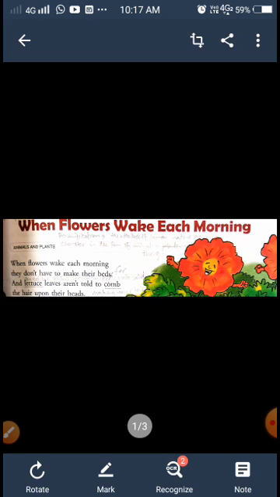And today we will discuss the exercise of the poem When Flowers Wake Each Morning. This poem was written by Ken Nesbitt.